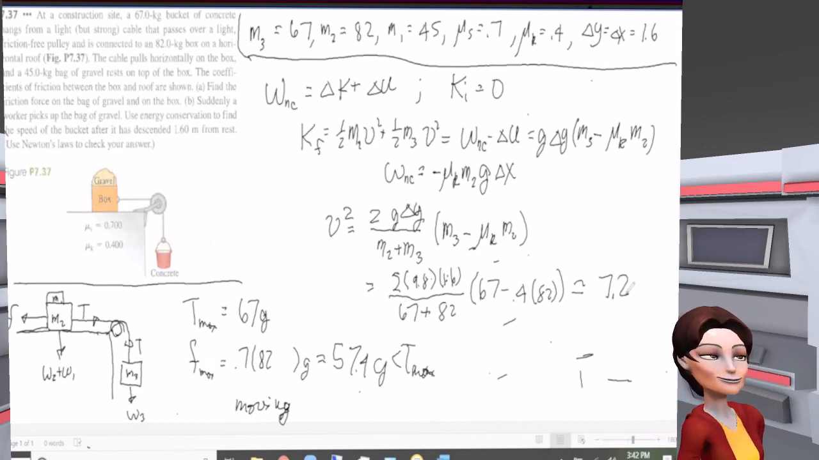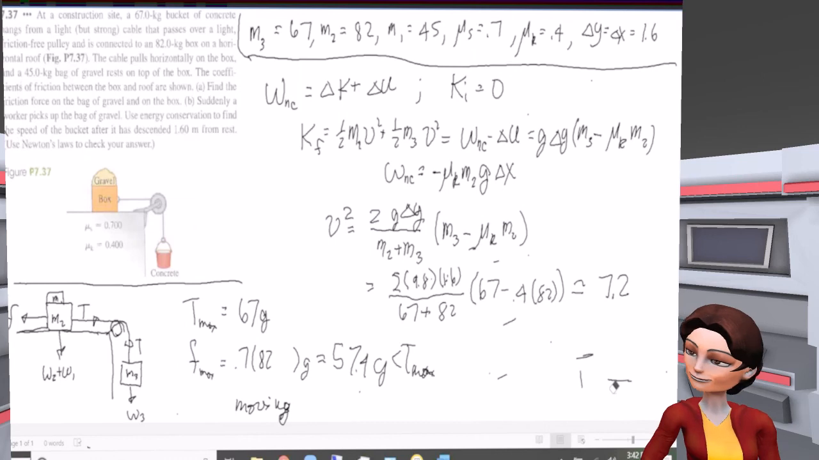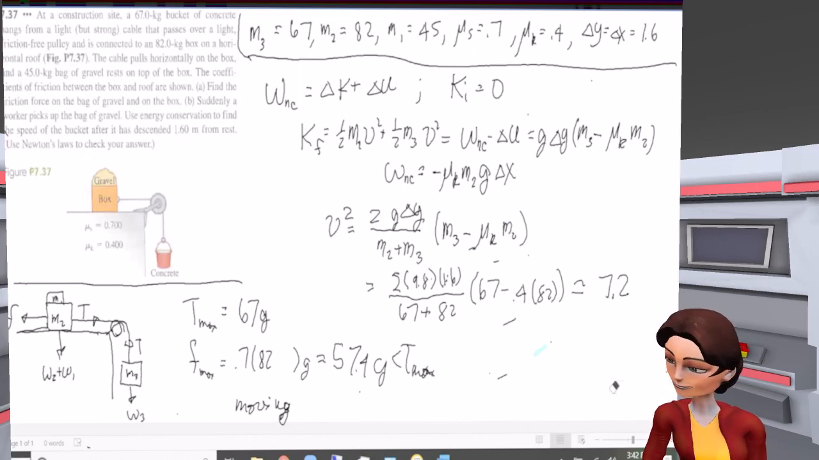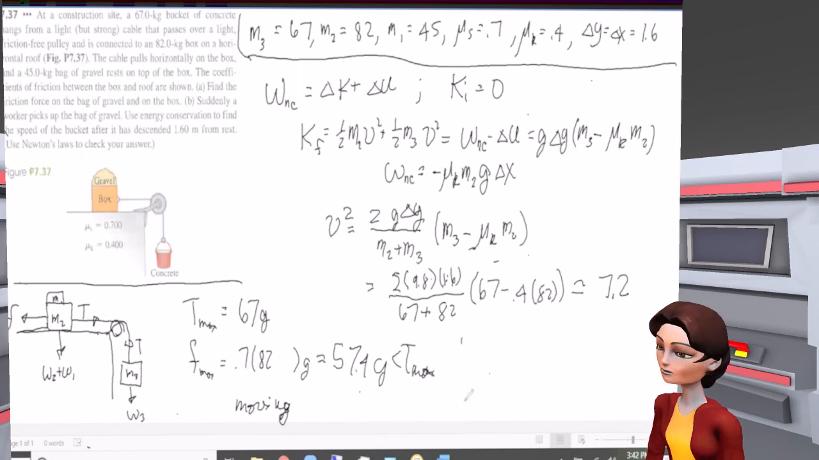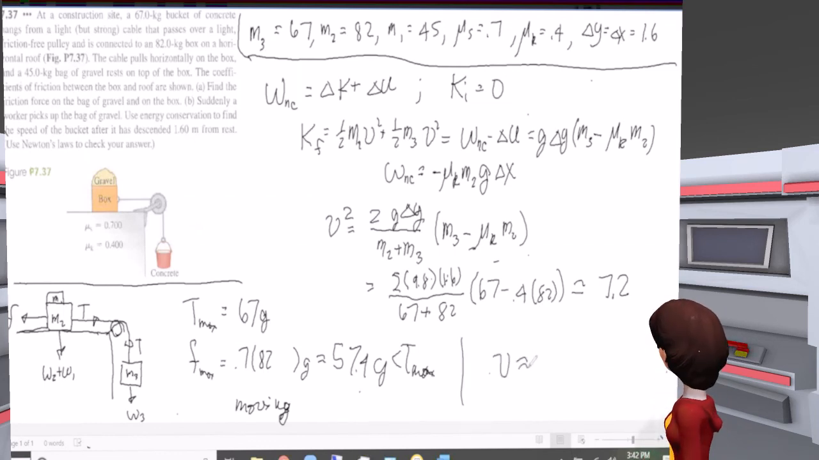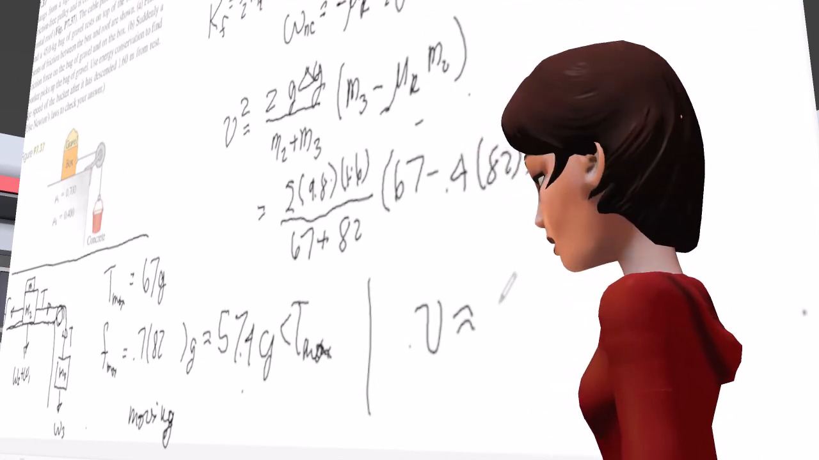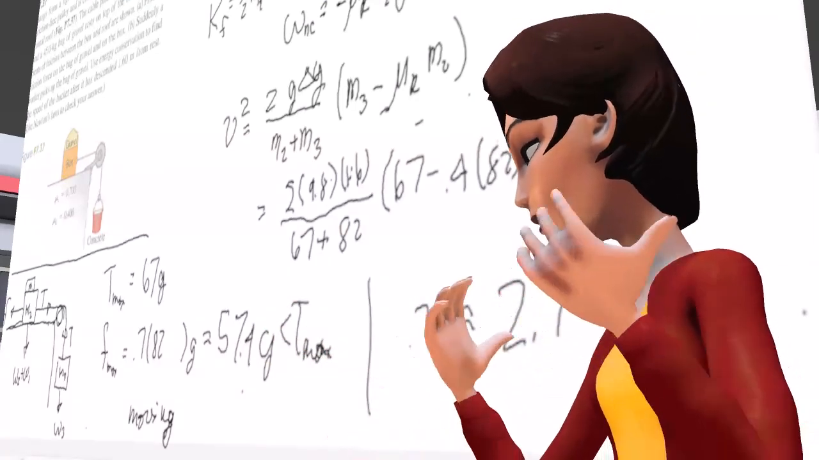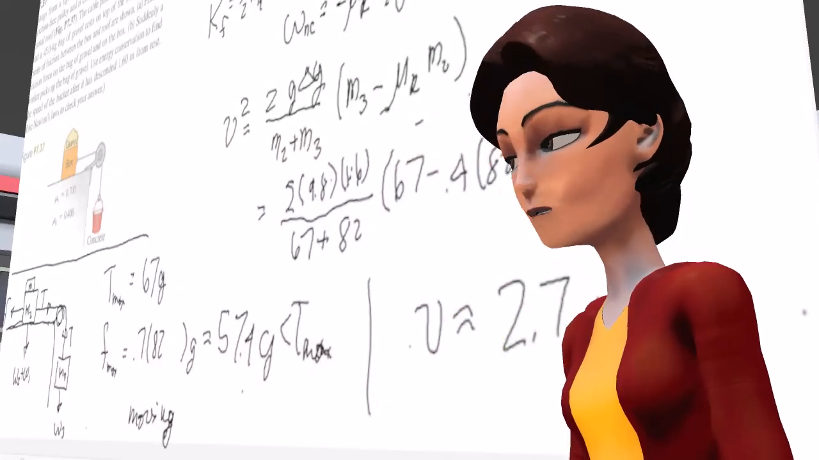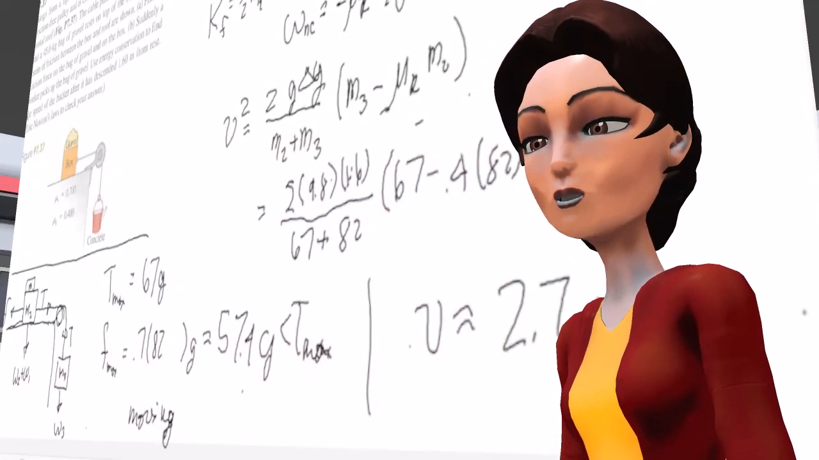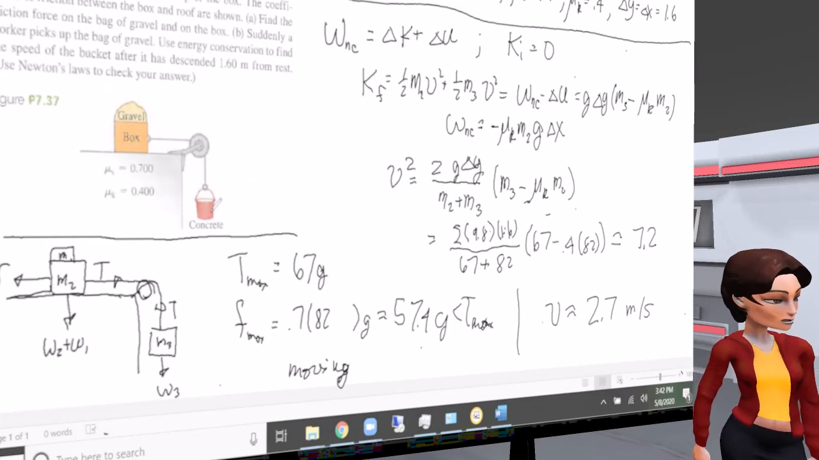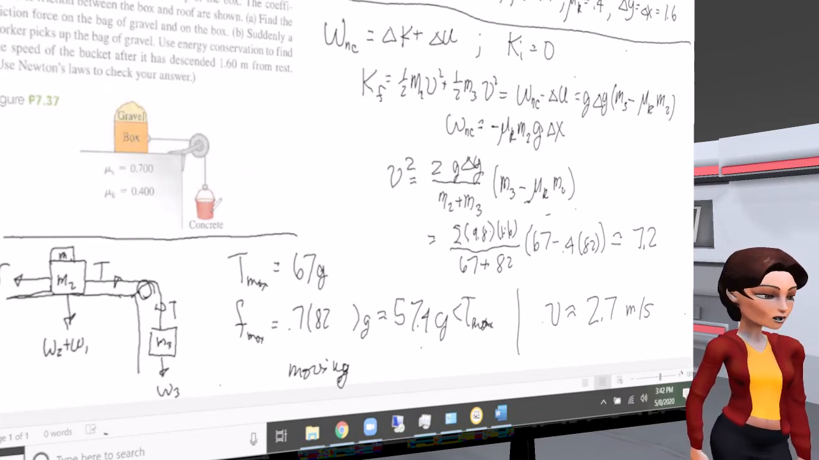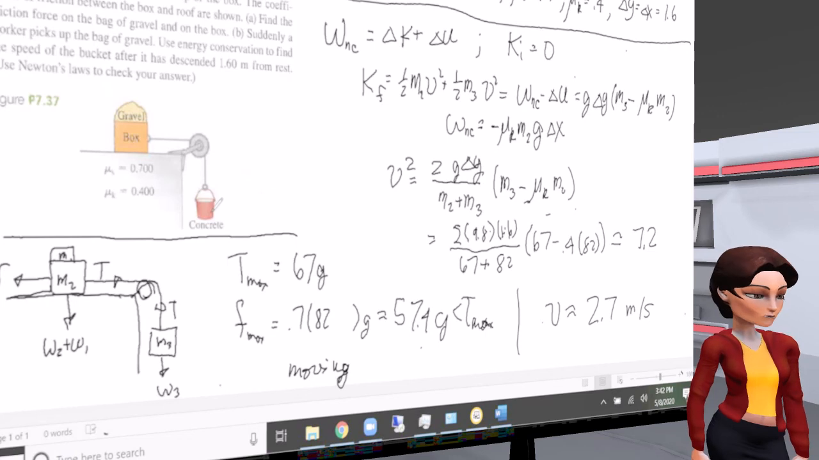Finally, we get that v is about 2.7 meters per second. That's the speed of the concrete, M3, as well as that of the box, M2, after M3 has descended this 1.6 meters. There.